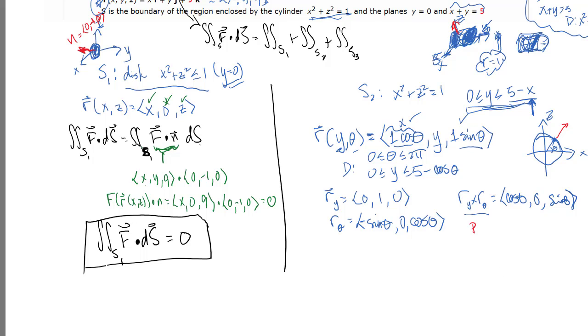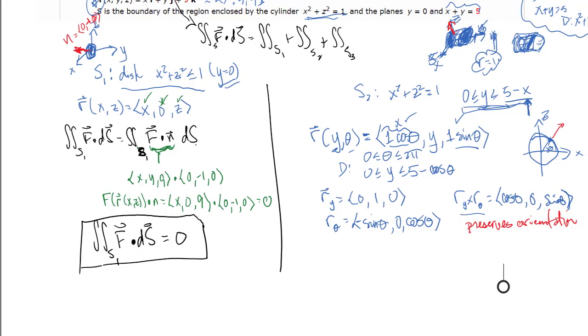So this preserves our orientation. So this is an orientation preserving parameterization, which means we'll go with it, we'll leave it as is and not have to worry about negative signs.